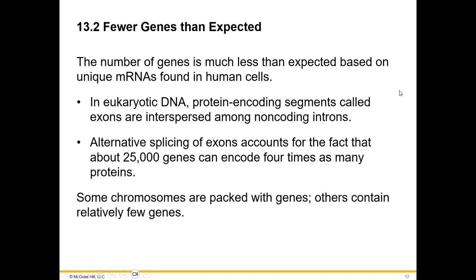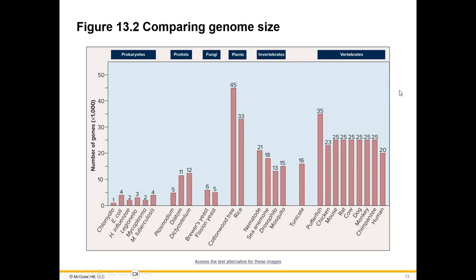Some of our chromosomes are going to be packed with genes, and others could contain relatively few genes. It just depends on the stretch of DNA we're working with. When we compare genome size, you can see humans over here with a smaller genome size than chimpanzees, monkeys, dogs, cows, rats, mice, chickens, and pufferfish, but a significantly higher amount of nucleotide base pairs in pufferfish, rice, and also the cottonwood tree.